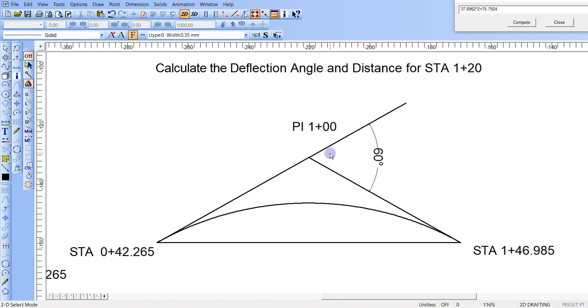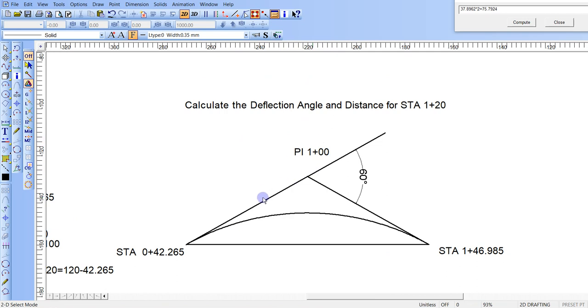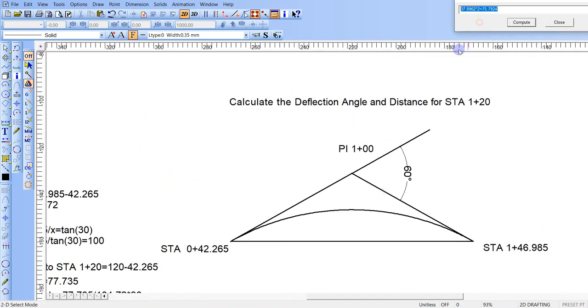Alright, welcome. In this video I'm going to walk you through calculating the deflection angle and the distance. So this is what we'll be looking for right there for this station of 120. I'll go through it and check it as I go, and I'm going to bring the calculator here.